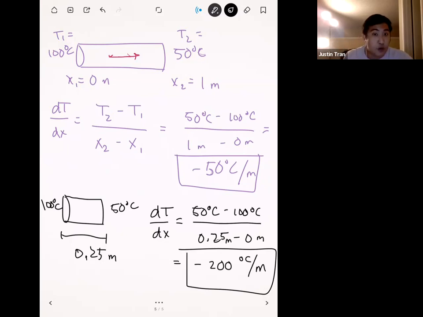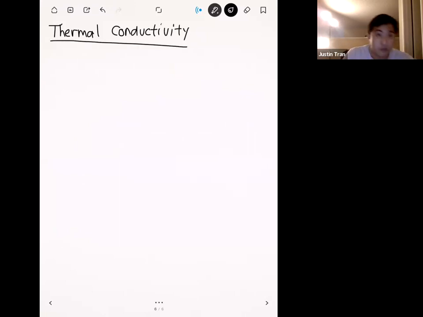All right, okay, so let's go ahead and talk about the thermal conductivity now. Remember, this was our property k. To give this a formal definition, this is a property of the material which reflects how some materials are better at conducting heat than other ones.